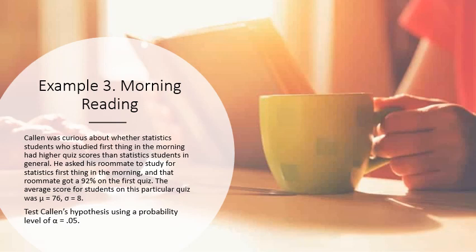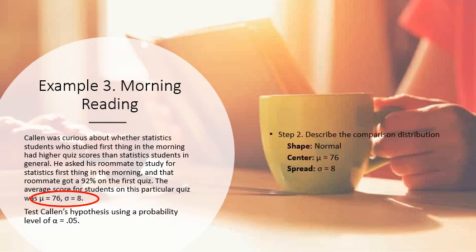Next example, morning reading. Callan was curious about whether statistics students who studied first thing in the morning had higher quiz scores than statistics students in general. He asked his roommate to study for statistics first thing in the morning, and that roommate got a 92% on the first quiz. The average score for students on this particular quiz was mu equals 76, sigma equals 8. Test Callan's hypothesis using a probability level of alpha equals 0.05. And in this case, we can see we have the population information clearly stated, and so we would finish step 2 like this. Shape normal, center mu equals 76, spread sigma equals 8.